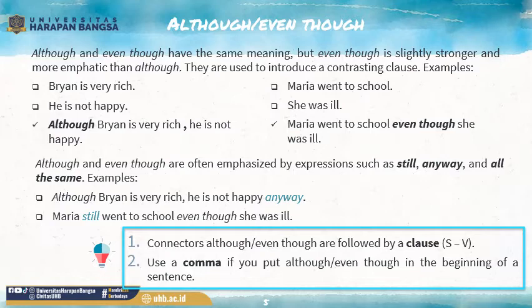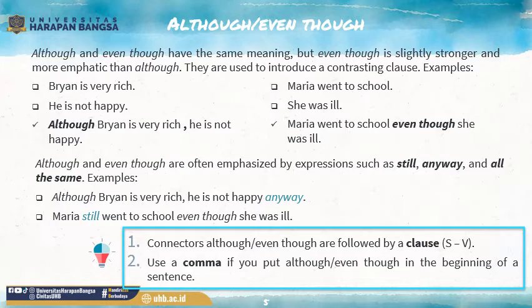Kita fokus pada kalimat yang diawali dengan although. Although Brian is very rich. Setelah although, kita harus memberi klausa. Klausa terdiri dari subjek dan verb. Jadi ada subjek Brian dan verb is.